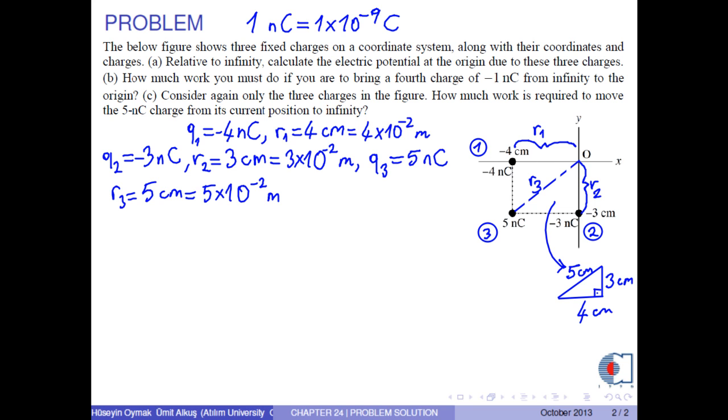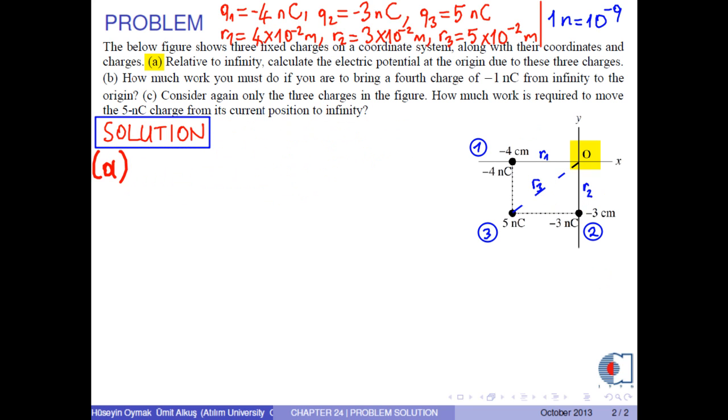Now let us look at the problem. A. Relative to infinity, calculate the electric potential at the origin due to these three charges. Relative to infinity, where the potential is 0, the electric potential at the origin due to charge Q1 is K times Q1 over R1. And because of charge Q2 is K times Q2 over R2. Finally, due to Q3 is K times Q3 over R3.